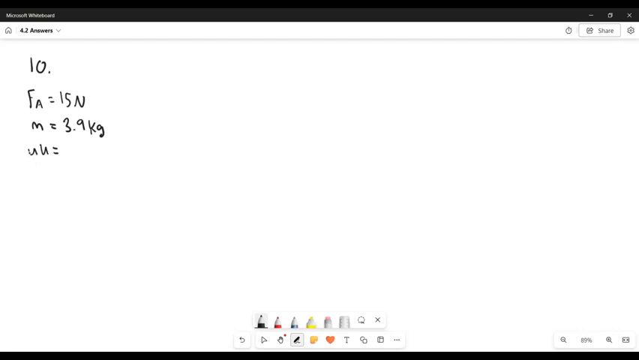Oh, sorry. Here you go. With the coefficient of kinetic friction being 0.25. With the initial velocity, so it starts off at 0 meters per second, and then traveling 12 meters. The question is asking us to find the final velocity.